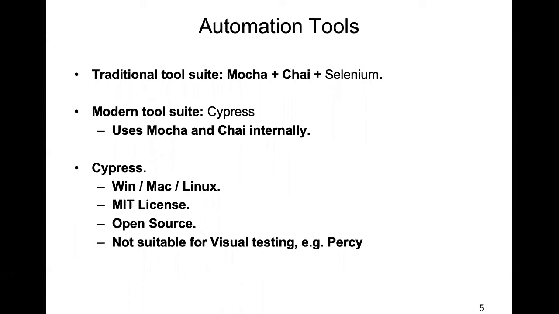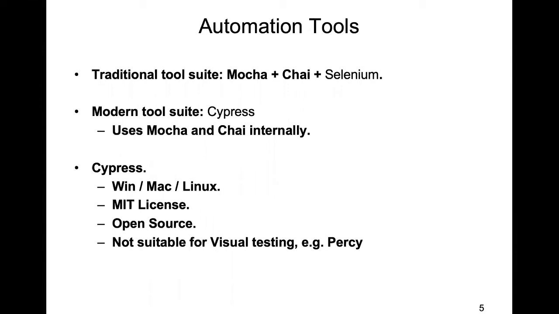When it comes to automating end-to-end testing, web apps have been around for a long while, and automation tools for testing have been around for a long while. For a number of years, if not decades, the tool suite that people used for web app end-to-end testing was a combination of Mocha, which we know about, Chai, which we know about, and the third part of the suite is something called Selenium. Selenium is very popular out in industry, mainly because it was probably the first end-to-end testing framework on the market, and so it's been around for a very long while.